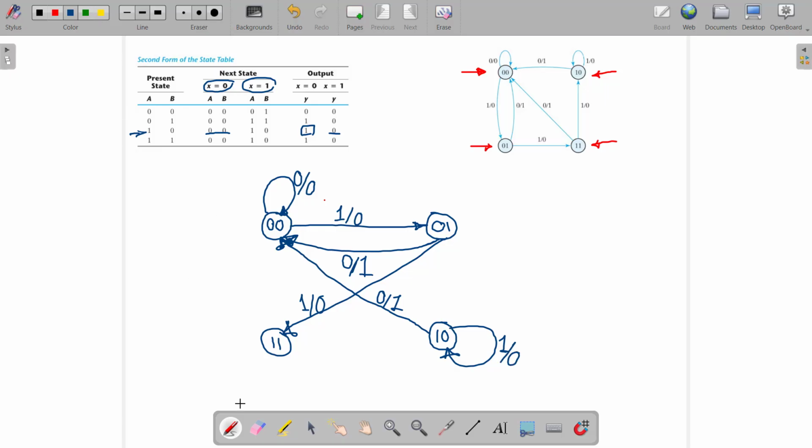The last one can similarly be found in the same form. 1 1. The input is 0, and the next state is 0 0. What is the output? The output is 1. So for 1 1, input 0, output 1. For 1 1, input 1, the next state is 1 0. What is the output? 0.